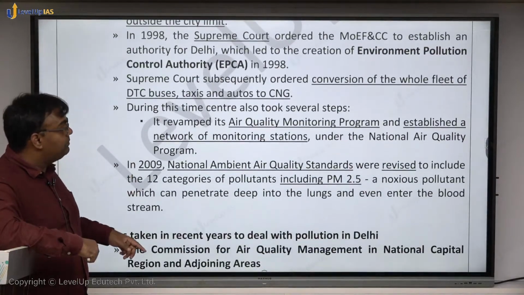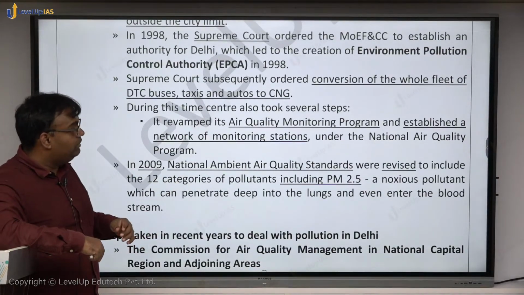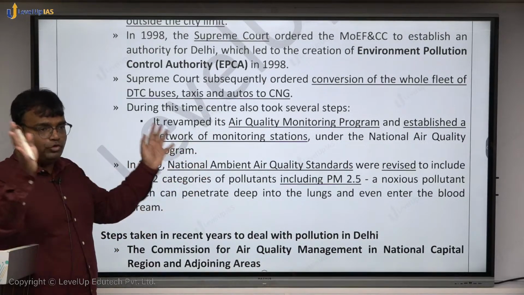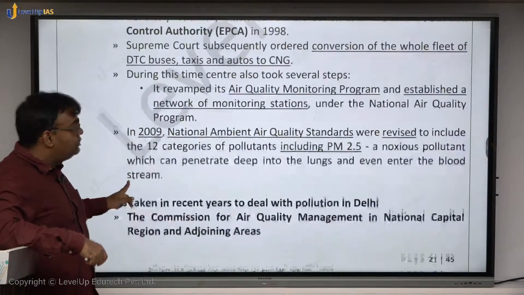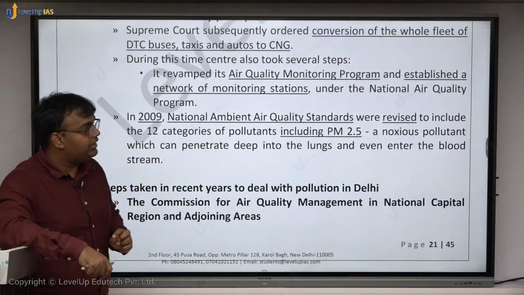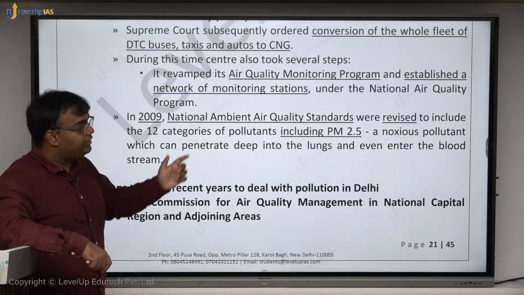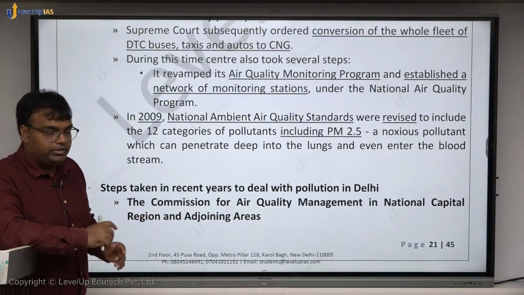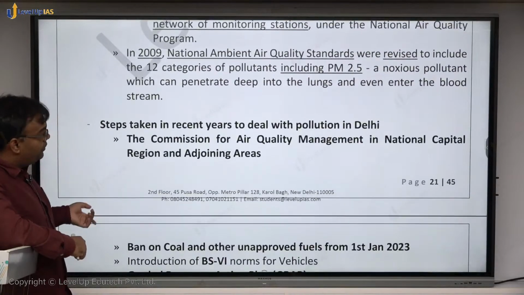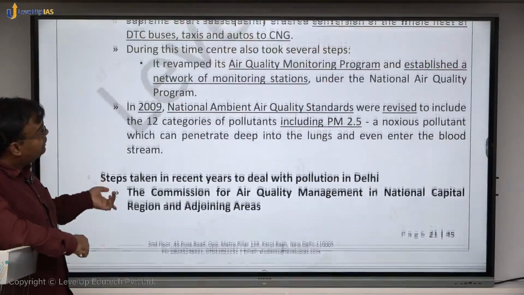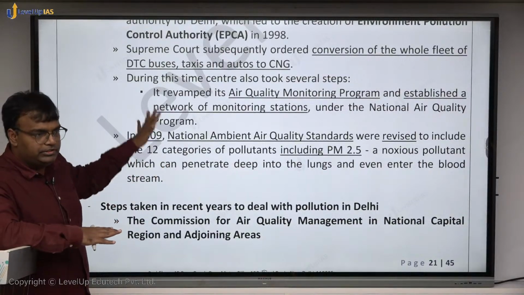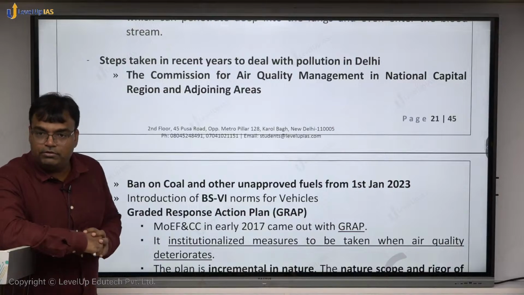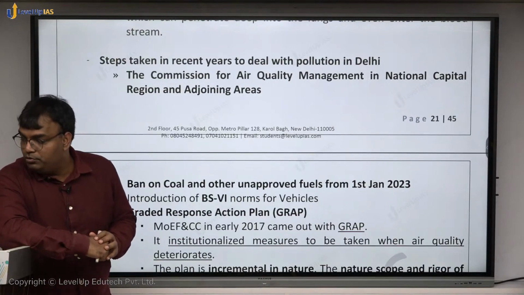During this time, Center also took several steps. Air quality monitoring programs were revamped. National Air Quality Program was launched where a lot of monitoring stations were set up. In 2009, National Ambient Air Quality Standards were revised to include 12 categories of pollutants including PM 2.5. PM 2.5 also started getting measured as a pollutant. So these were older steps, taken before 2010, but then these are some other recent steps which have been taken to protect Delhi from pollution problems.